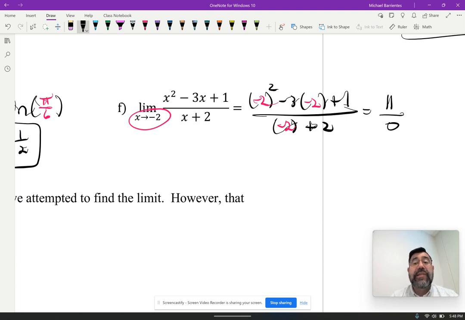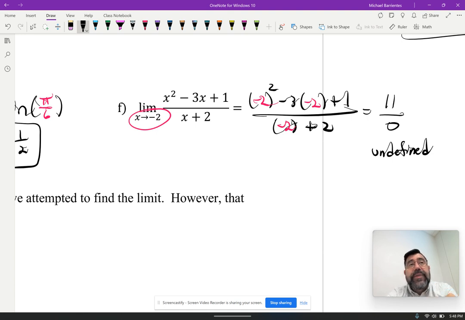What is this? What is 11 divided by 0? Well, 11 divided by 0 is undefined, right? You can't divide by 0. But that is going to tell us something about the type of limit we have.